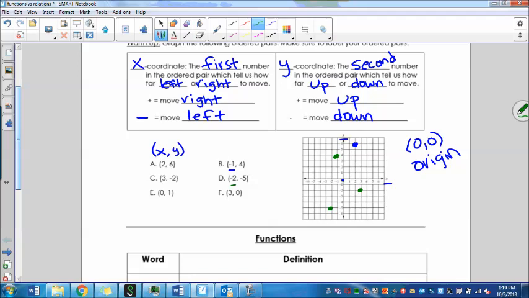The next two are a little bit trickier. They have zeros, and we want to be extra careful when we have zeros as one of our coordinates to make sure we're not accidentally placing it on the wrong axis. Okay, so 3, 0, and 0, 1 are our next two.